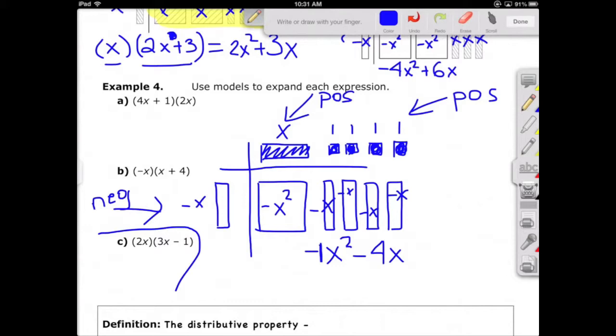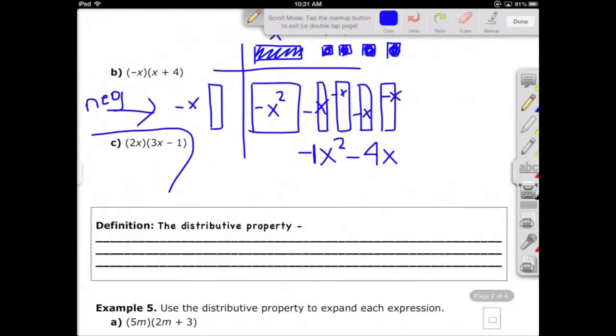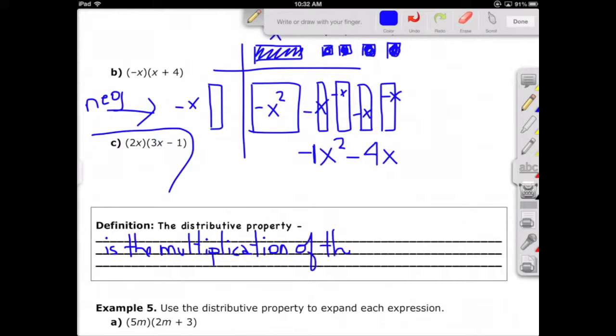Okay. So what have you got? You've got this distributive property. And I like to say it's where the monomial gets multiplied by everybody. That's my way of understanding it. I've always understood it that way. It works really well. Now let's put it as correctly as possible. Distributive property, in the case of this lesson, is the multiplication of the monomial by each term of the polynomial.